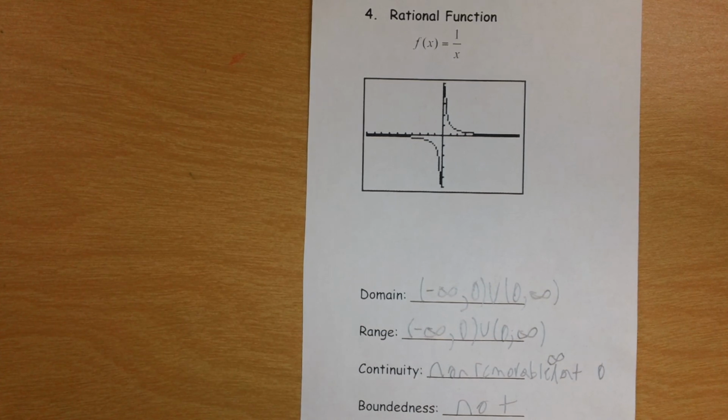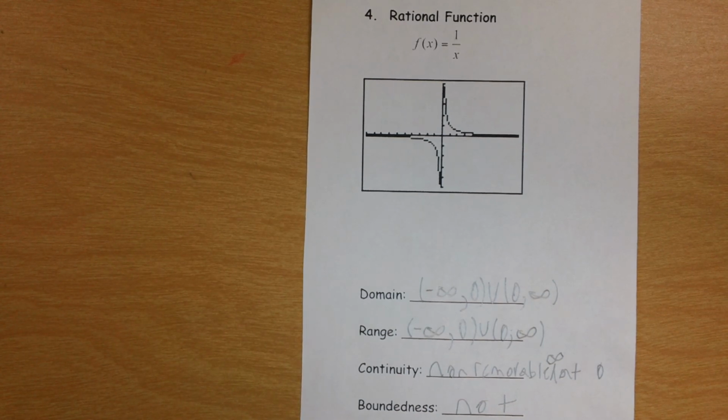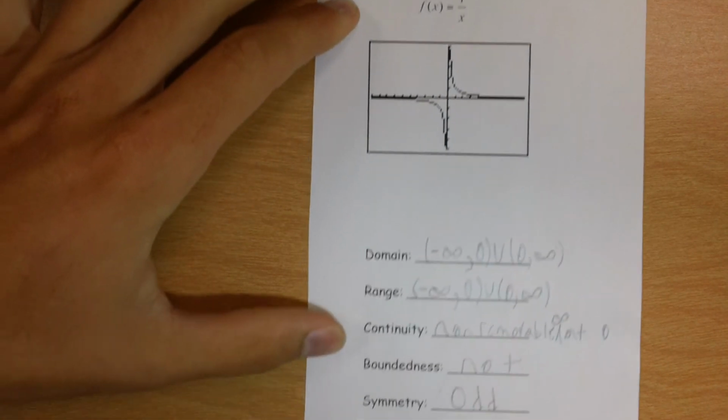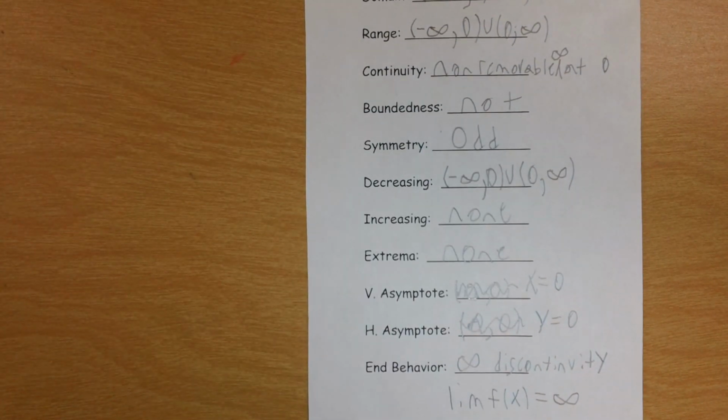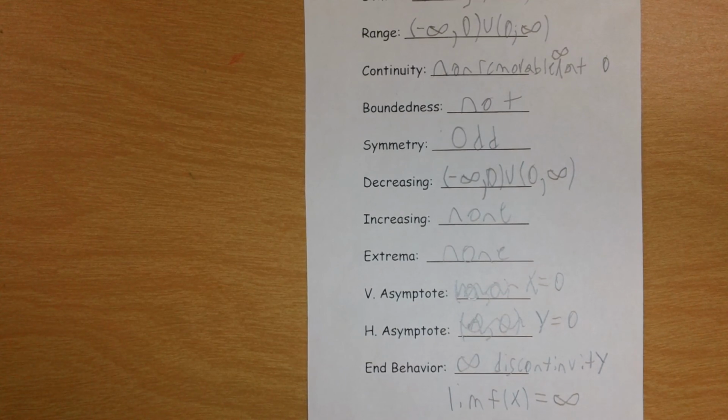And continuity is a non-removable infinite discontinuity at 0. The function is not bounded and has odd symmetry. The function is decreasing from negative infinity to 0 and 0 to infinity, and it isn't increasing. There are no extreme values, and there is a vertical asymptote at x equals 0.